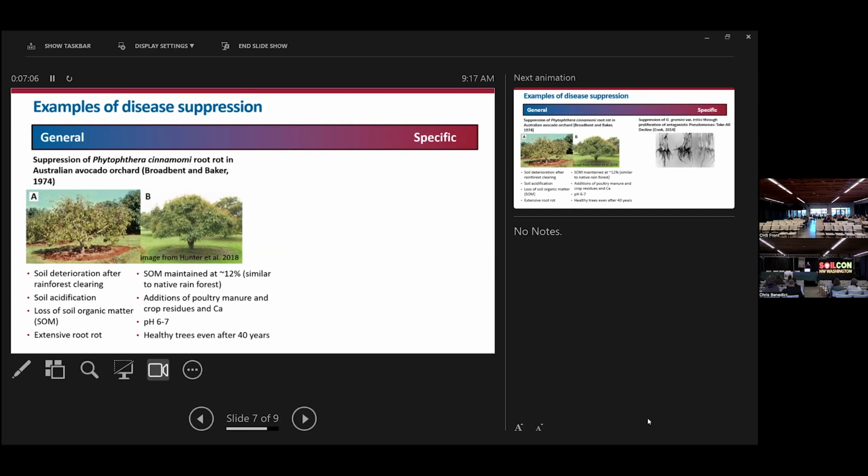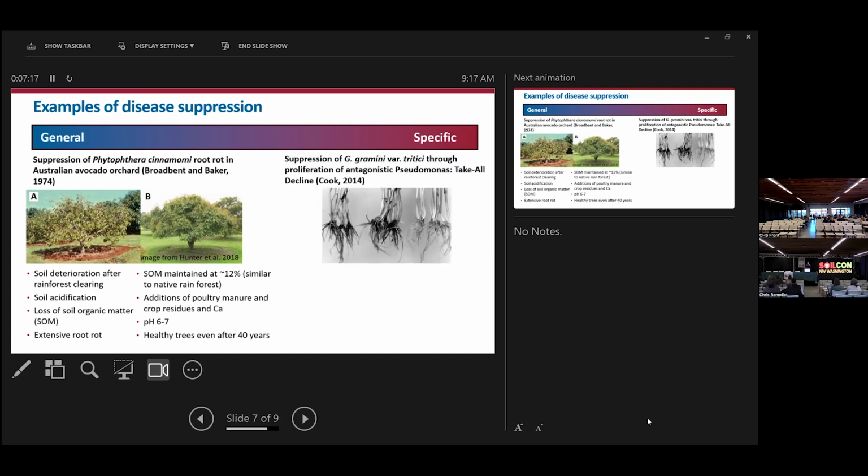And the thought behind this was that by maintaining this high level of soil health and soil organic matter, they were feeding the microbes that could then suppress the Phytophthora root rot.